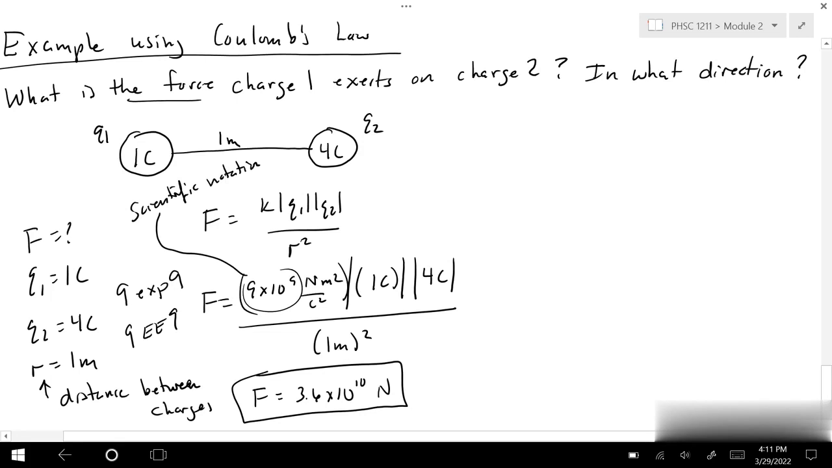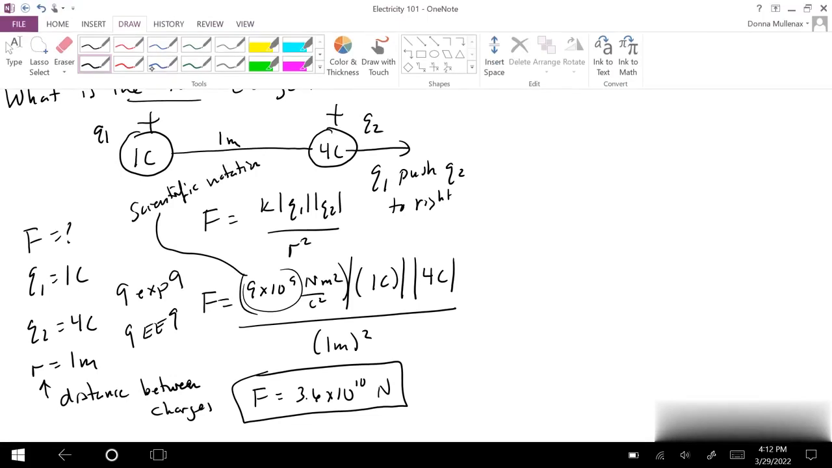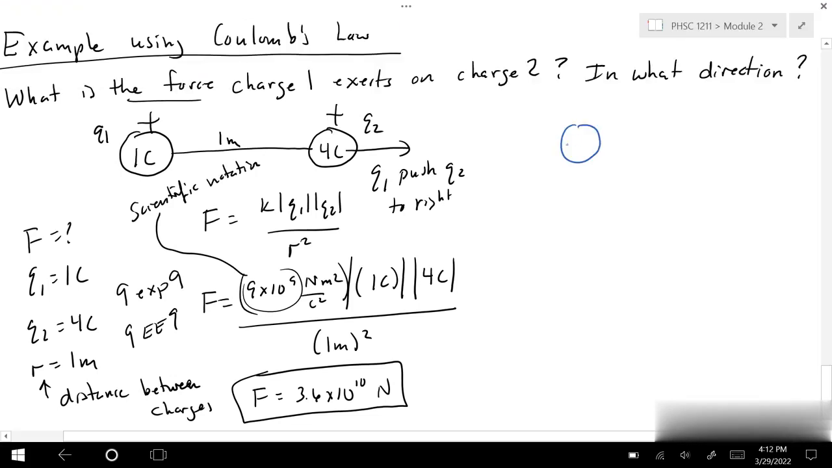Now, it says in what direction. So the magnitude is 3.6 times 10 to the 10 newtons, and we're looking at what is the force charge 1 exerts on charge 2. Charge 1 is positive, charge 2 is positive, so we know charge 1 is going to push charge 2 to the right. That makes good sense. Now I want to do the same situation, but with 1 Coulomb here and a negative 4 coulombs there.